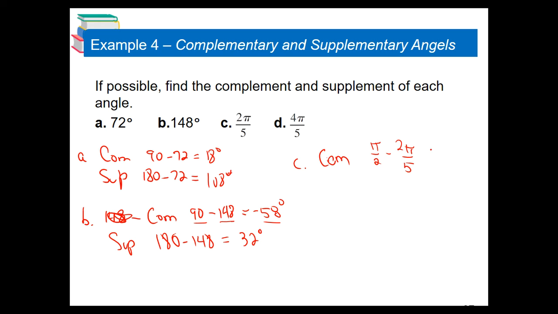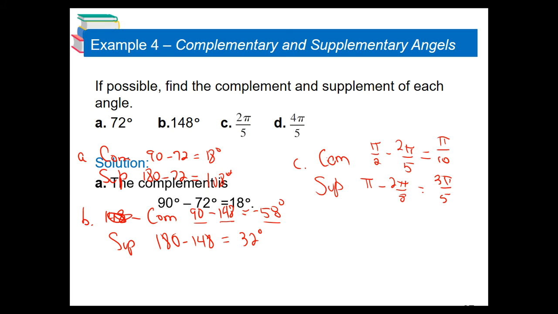And that is 1/10, or pi over 10. And then the supplement is 180 degrees, which is pi minus 2 pi over 5, which is going to be 3 pi over 5. All right.